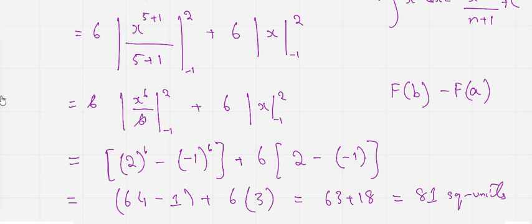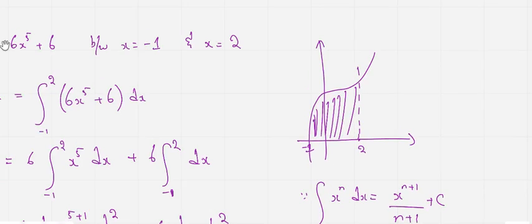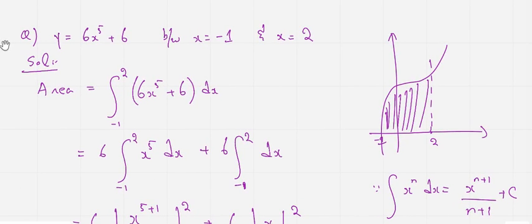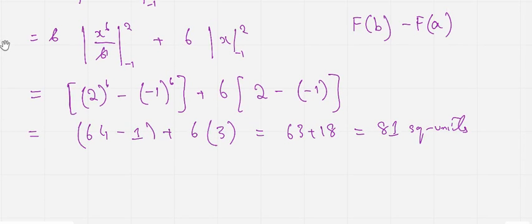Okay, so you see, the area bounded by this curve 6x^5 plus 6 and these lines and the x-axis is equal to 81 square units. That's how we do it using the formula. How the formula has been derived geometrically, what the scenario was, I just tried to explain everything, so I hope it's clear. Now we just move on and pick up our next example.